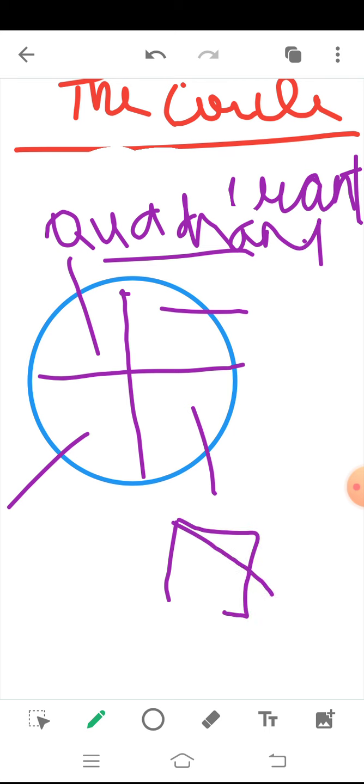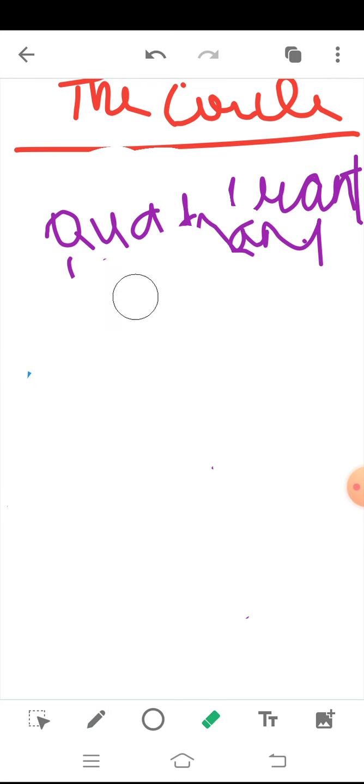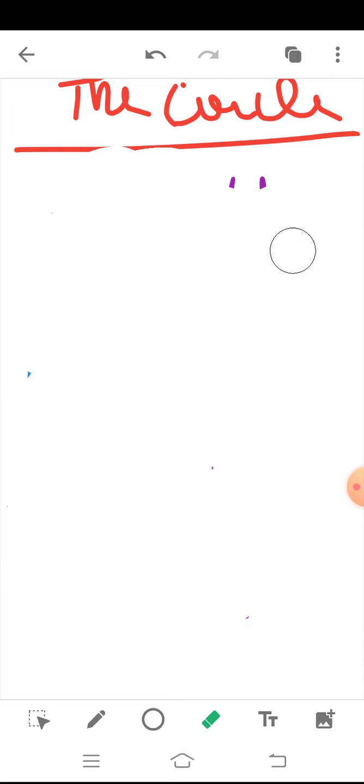Every half of it is known as a quadrant. So this was the only topic. You have just understood what a quadrant is and all things. And let's talk about the next topic, which is secant.